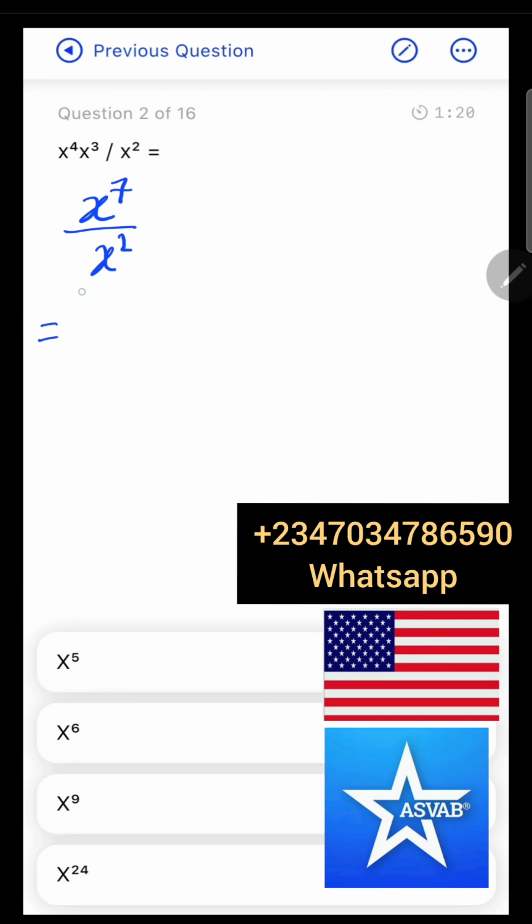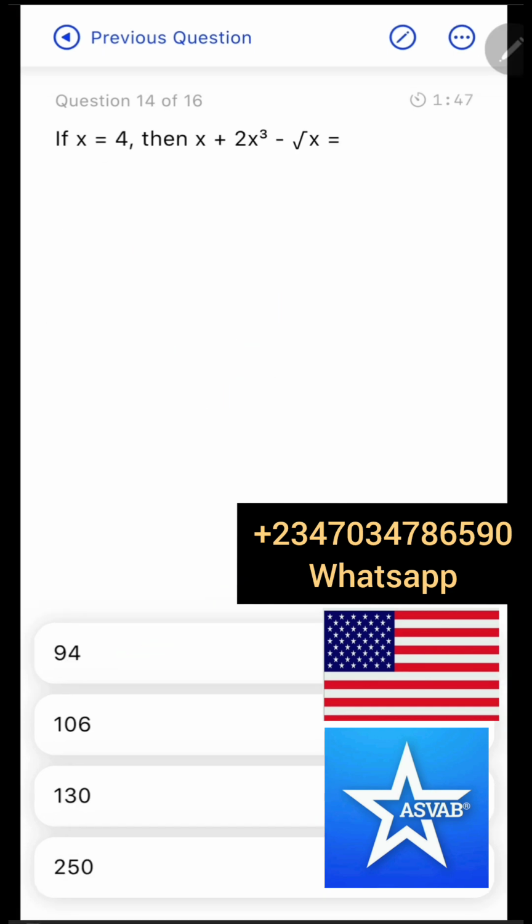Now, from here, we're going to recall the division properties of indices. We state that when the bases are the same and there's division, all we're going to do is write one of the bases, then we subtract the powers. So the first power is 7 minus the second power here, which is 2. So the answer is going to be x to the power of 7 minus 2, which gives us 5. So the correct option is going to be this option.